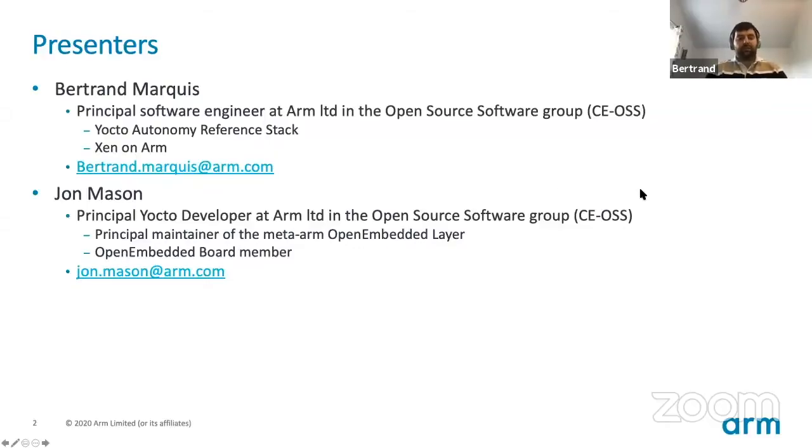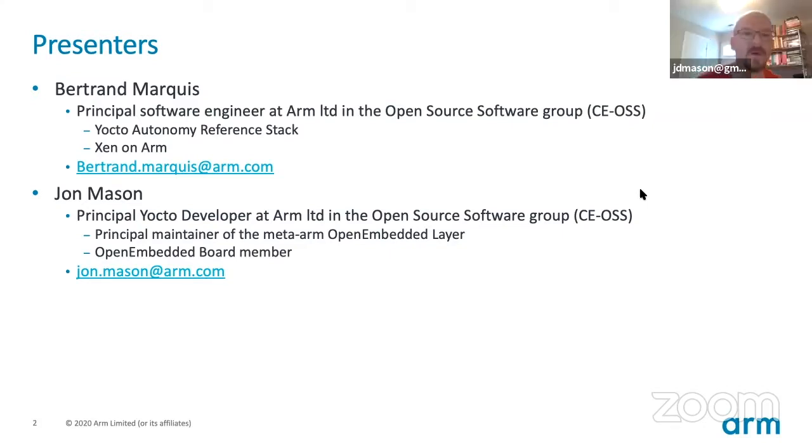My name is Bertrand Marquis, and I am a principal software engineer at ARM in the open source software group. I am working on the Yocto autonomy reference stack that I will present today, but I am also working on Xen on ARM. I will be presenting today with John Mason. John, I will let you introduce yourself.